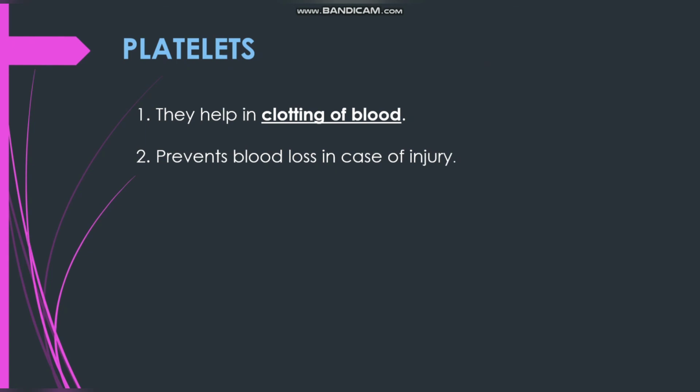Platelets. They help in clotting of blood. Now, what's clotting of blood? Suppose you met with an accident, you got an injury, and it's bleeding. You got a wound or cut and it's bleeding. That bleeding has to be stopped. How can you stop that bleeding? The bleeding is stopped by platelets.